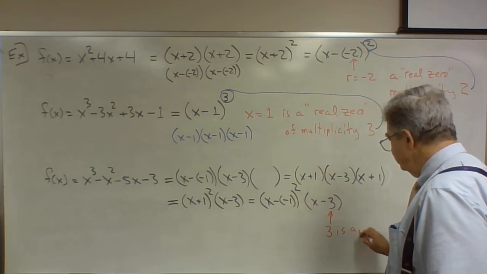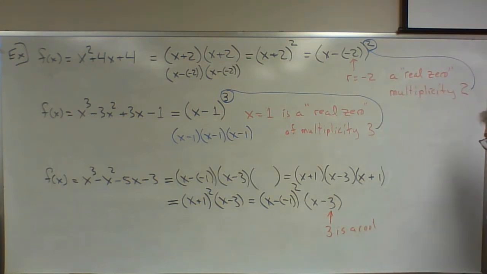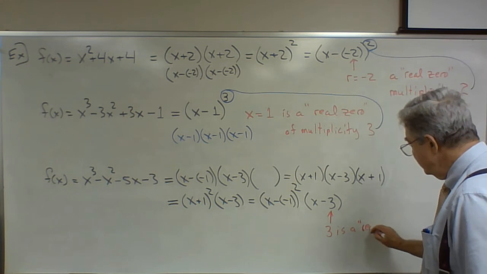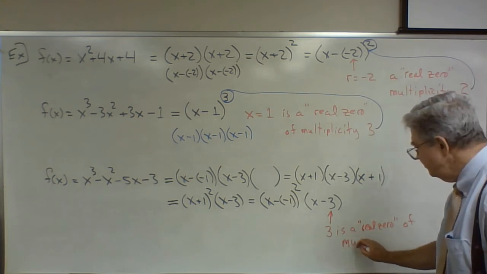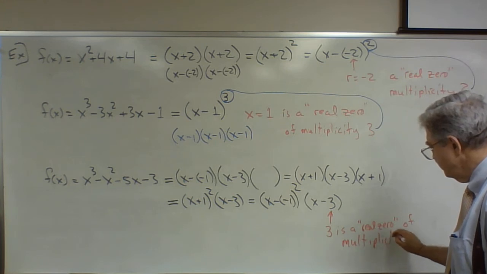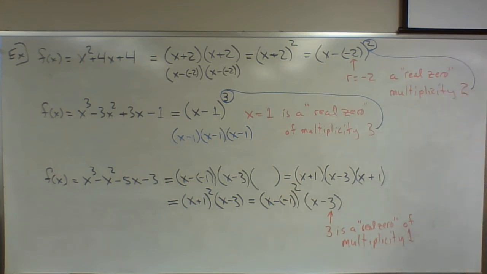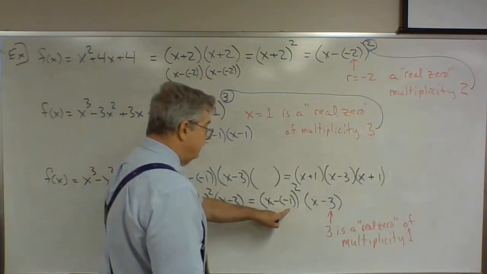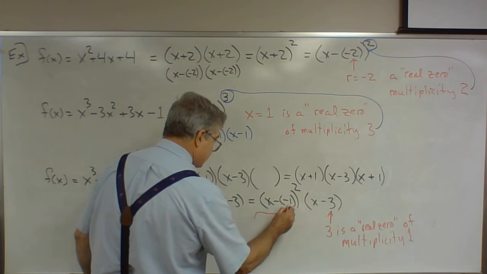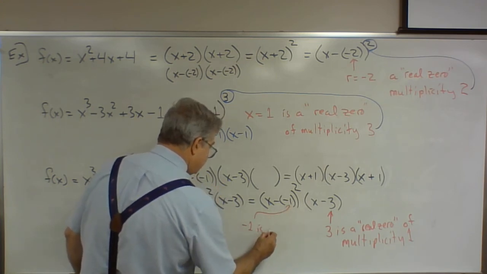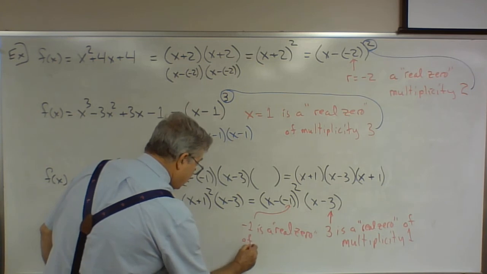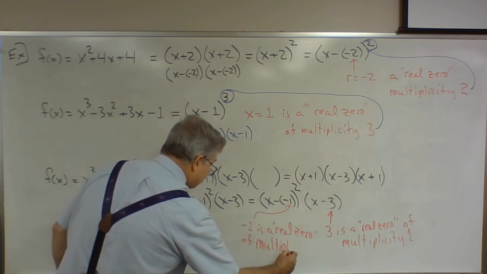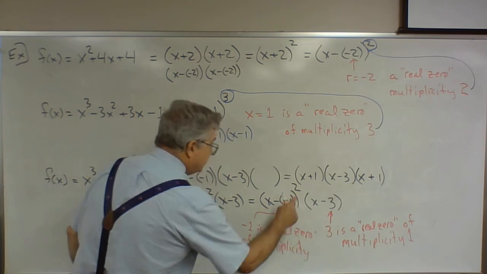Three is a root. No, I don't use that. Our author doesn't use that word. 3 is a real zero of multiplicity one. It just occurs one time. Unlike this guy, negative 1 is a real zero of multiplicity 2.